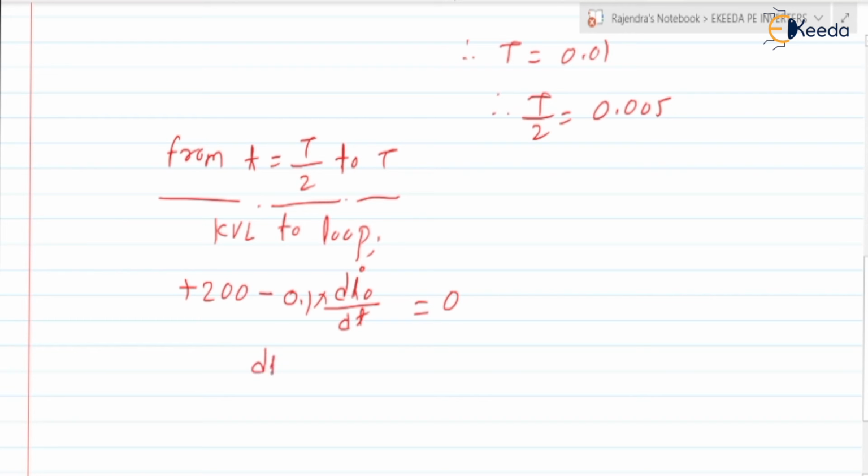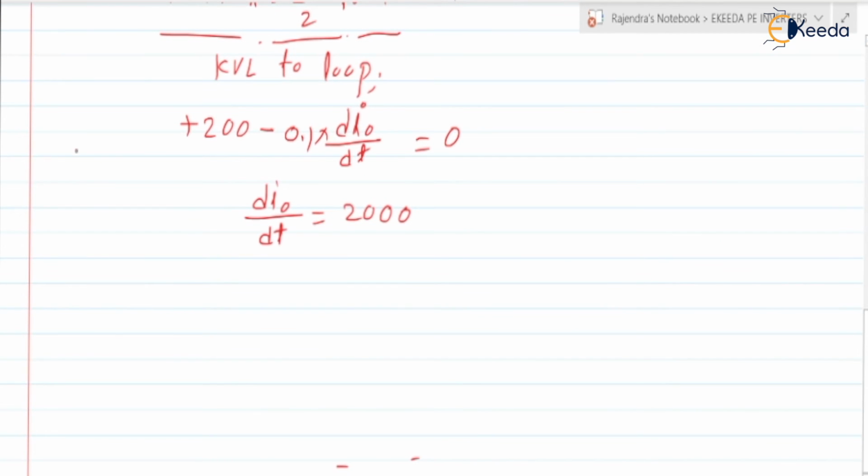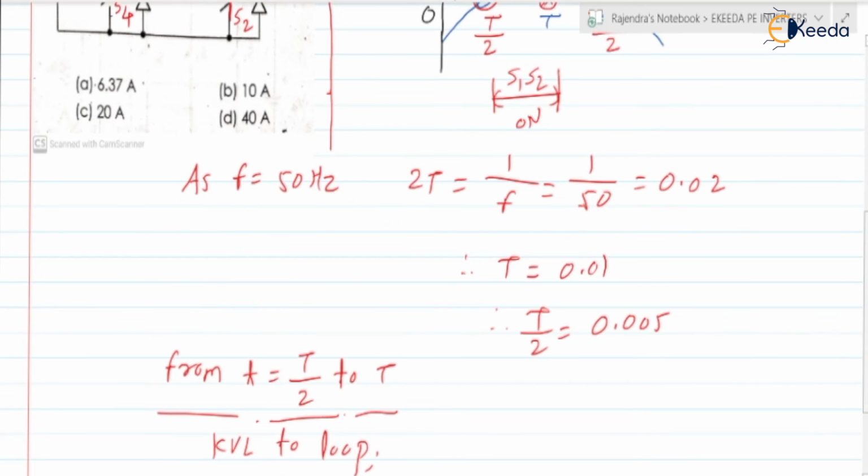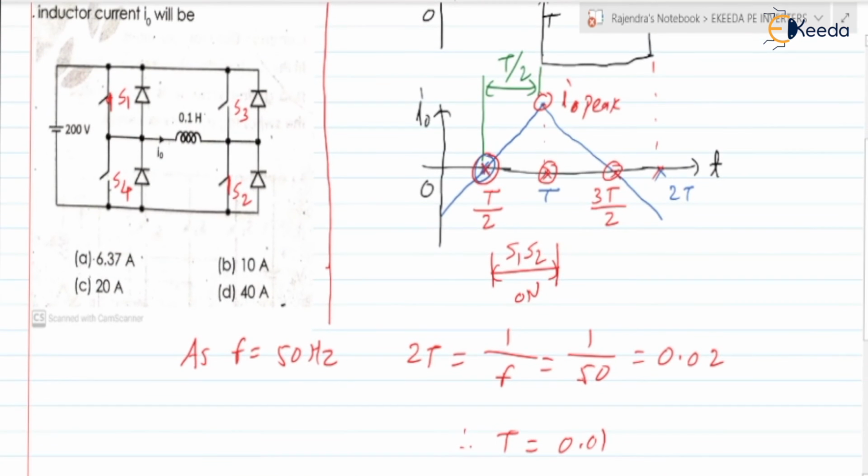So from this we can write di0 by dt is equal to 2000. Di0 is nothing but the change in the current during T by 2 to T. From T by 2 to T, the current is changing from 0 ampere to I0 peak. So the change in current is I0 peak, and the change in time is T minus T by 2, so it is T by 2 only.